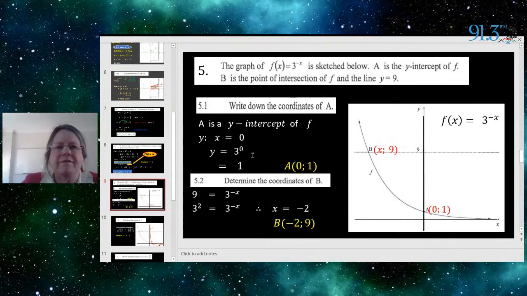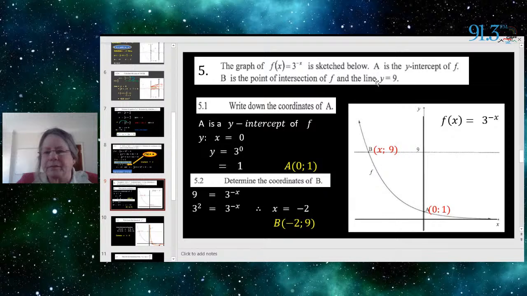So in question 5, we have a graph. f(x) equals 3 to the power negative x. And we have a sketch of it. Have a look at the sketch. The numbers in red were numbers that I added. So the question on the question paper would be without the red and without that. But that basically just tells us what the function's name is.